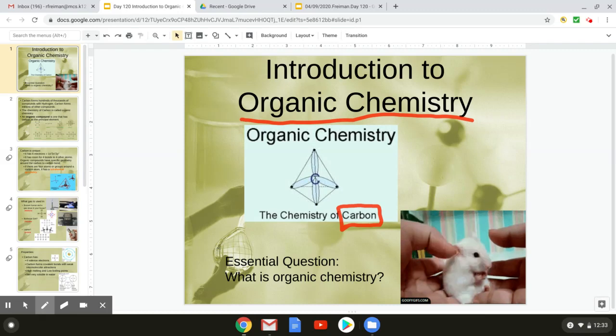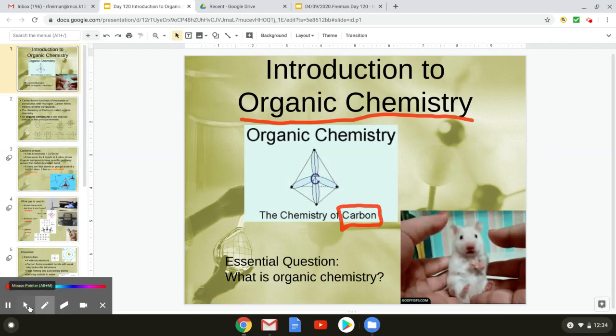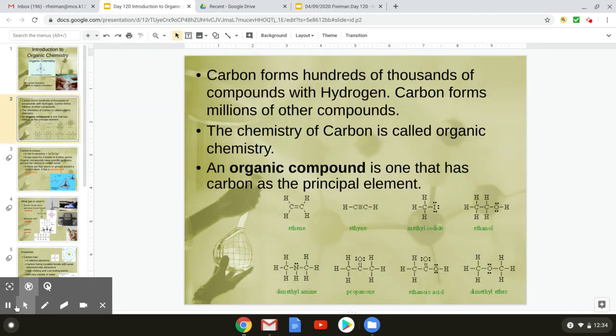And because of carbon having a unique electron configuration, it has 4 valence electrons. Because of 4 valence electrons, it has 4 spots where it can bond to other things, allowing it to have hundreds of thousands of different ways that carbon can form different compounds. So carbon forms millions of other compounds in how it bonds.